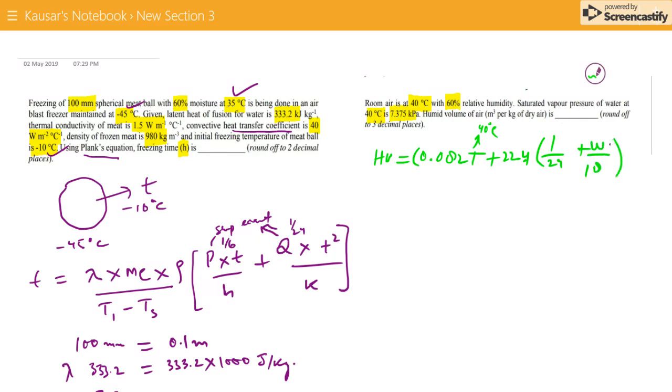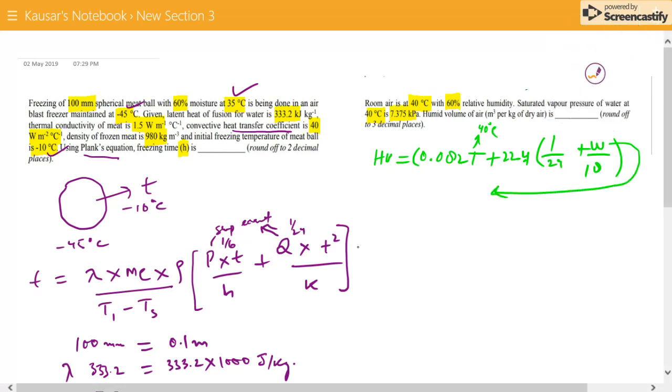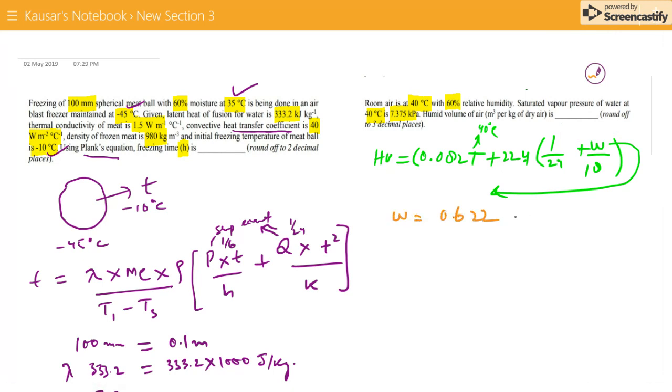So first of all we have to calculate this humid ratio. For calculating humid ratio, we have to use one more formula: humid ratio W is equivalent to 0.622 multiplied by partial pressure of water vapor divided by total pressure minus saturated vapor pressure. Saturated vapor pressure is given in our numerical, which is 7.375 kilopascal, and total pressure is 1 atmosphere, which is taken as 101.325 kilopascal.